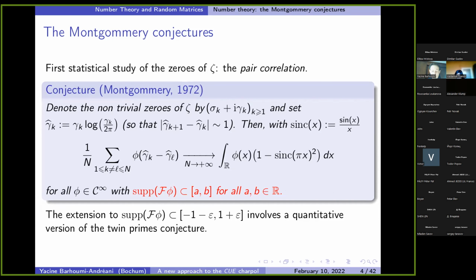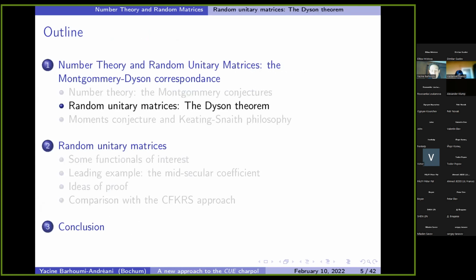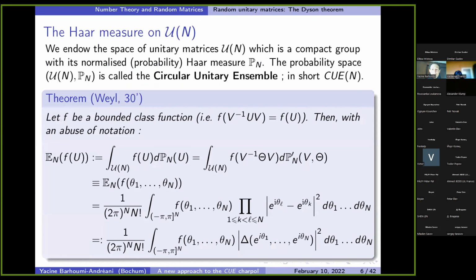Now the link with random unitary matrices. Before explaining this link, I need to explain the model of random matrices. The random matrices that we consider are the Haar-distributed random matrices, namely the uniform distribution on the space of unitary matrices. This is called the circular unitary ensemble in probability theory, the CUE.